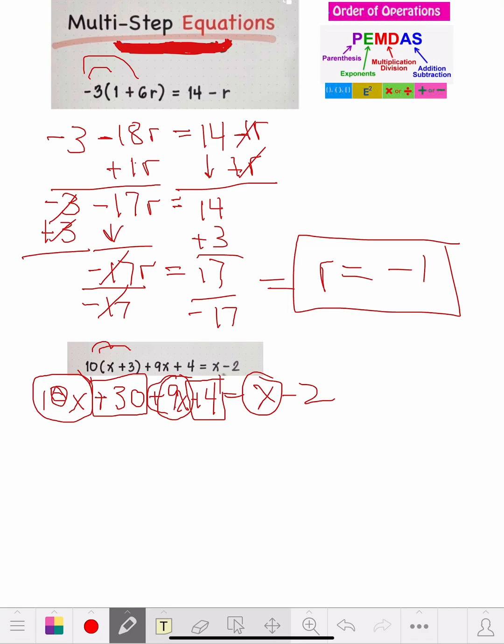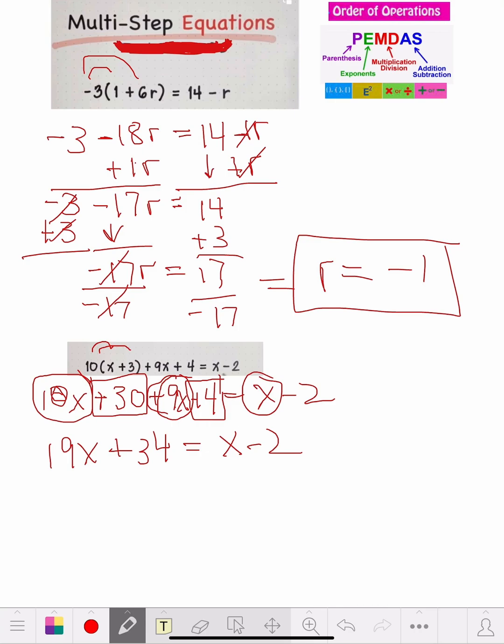Okay, so now let's add them together. So we got a 10x plus a 9x. That's going to be 19x. Okay, so 19x. Now the numbers. We got a 30, right? We got a 30 and a 4. So it's going to be plus 34 equals, we just bring down the x and the minus 2. Okay, I didn't really have to circle that one, but I did. So it really didn't matter right now.